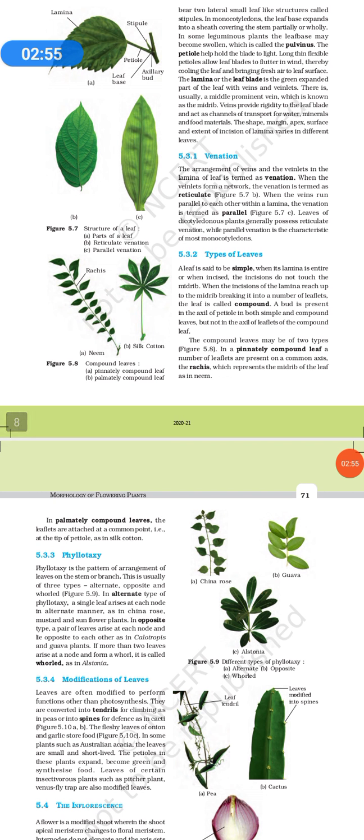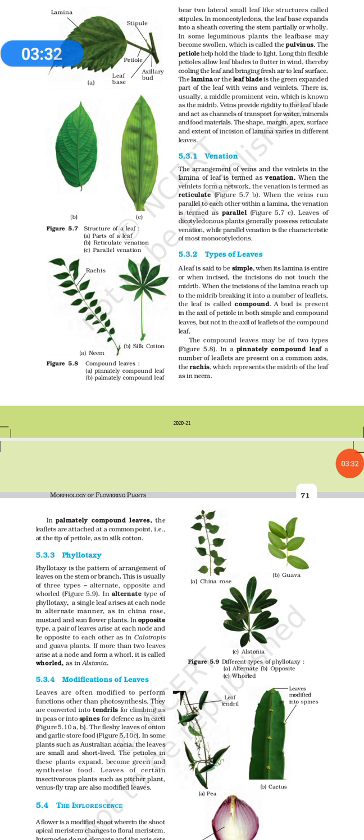Now what are the different types of leaves that we have? We have a leaf which is said to be simple. We have a simple leaf when the lamina is entire, or when incised, the incision does not touch the midrib. So the midrib is not affected. That is a simple leaf, and if it does, then it is known as a compound leaf. The compound leaves may be of two types: pinnately compound or palmately compound.